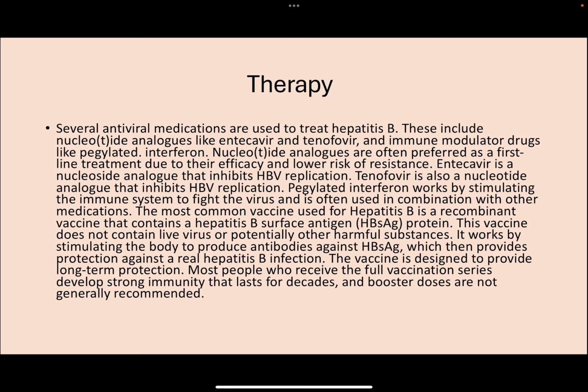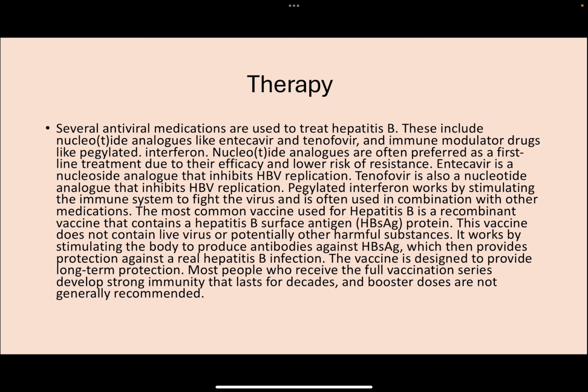Pegylated interferon works by stimulating the immune system to fight the virus and is often used in combination with other medications. The most common vaccine used for hepatitis B is a recombinant vaccine that contains a hepatitis B surface antigen protein. This vaccine does not contain live virus or potentially other harmful substances.